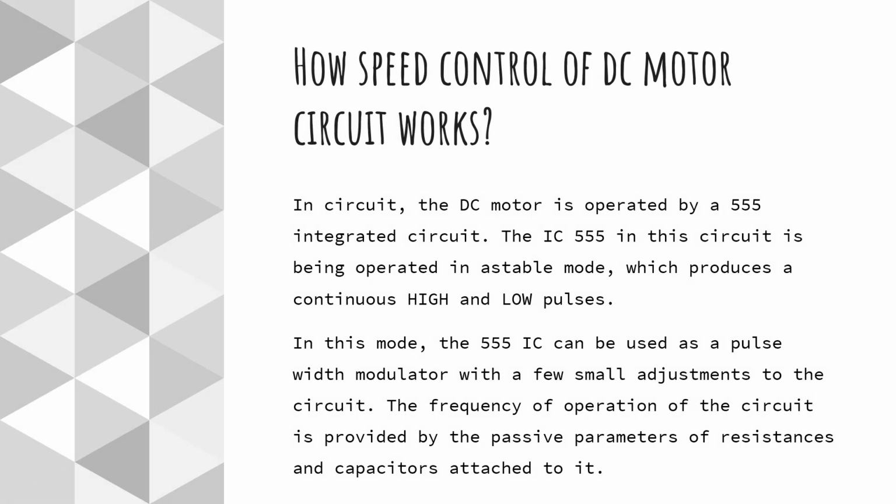How speed control of DC motor circuit works. In this circuit, the DC motor is operated by a 555 integrated circuit. The IC 555 in the circuit is being operated in astable mode, which produces continuous high and low pulses. In this mode, the IC 555 can be used as a pulse width modulator with a few small adjustments to the circuit. The frequency of operation of the circuit is provided by the passive parameters of resistances and capacitors attached to it.